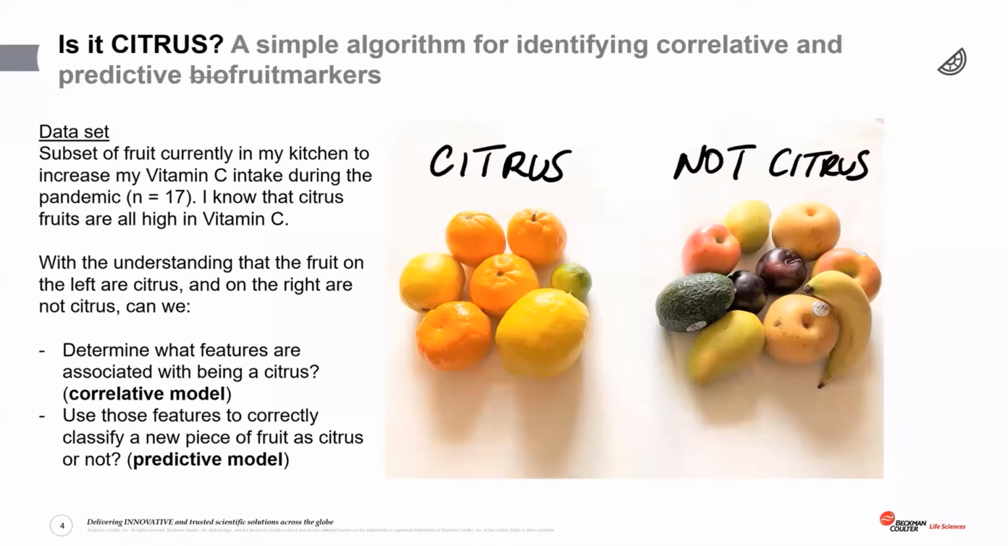If we know that the fruits on the left are citrus fruits and on the right are not, can we use data about these fruits to determine what features are associated with being a citrus, and further use those features to correctly identify or classify a new piece of fruit as citrus or not citrus? By answering these two questions, we'll actually be generating correlative and predictive models.